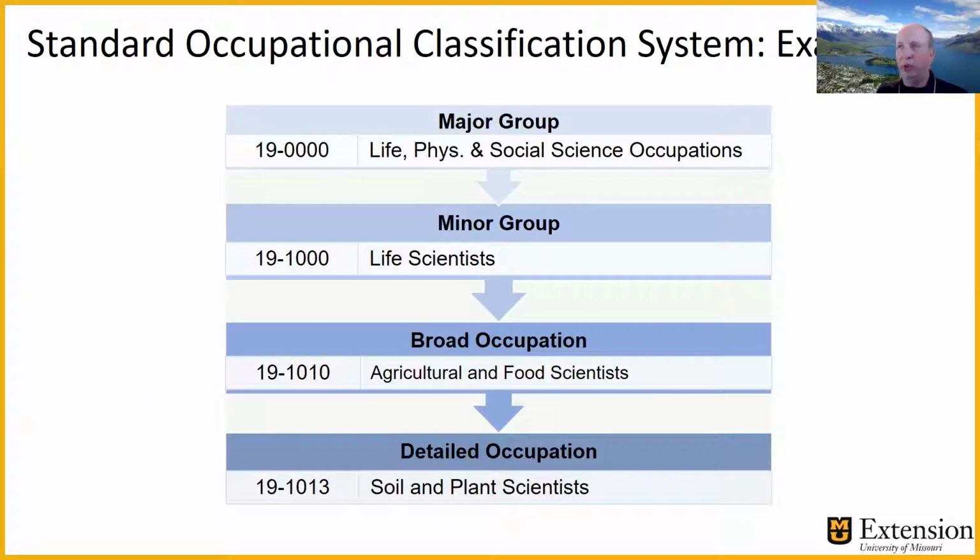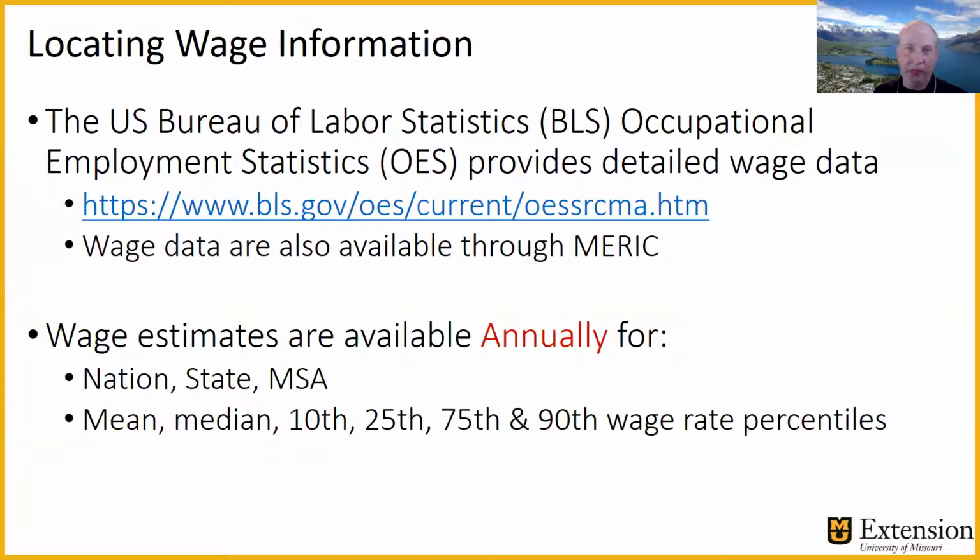So as an example, a major group would be life, physical, and social science occupations, and then it becomes a little bit more specific, and then we have life scientists, and then within life scientists, we have agricultural and food scientists, and then the really detailed occupation is soil and plant scientists. And you can see the coding of this. The way it works is, there's all zeros here for the major group, and then you add a 1 for the minor group, and then another number here for the broad, and then the detailed occupations. They're all kind of grouped together. So that's an important thing to know just for looking up this kind of information.